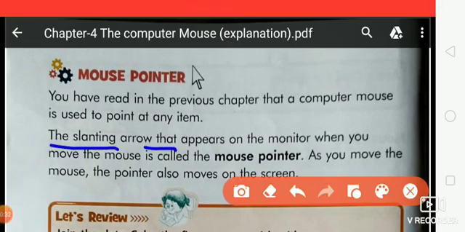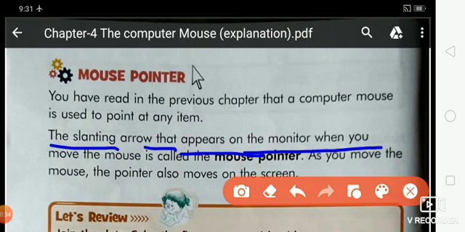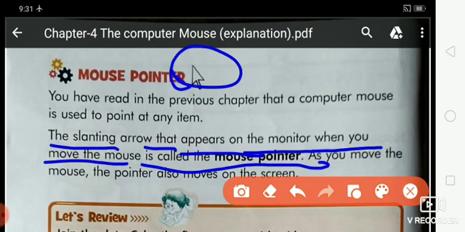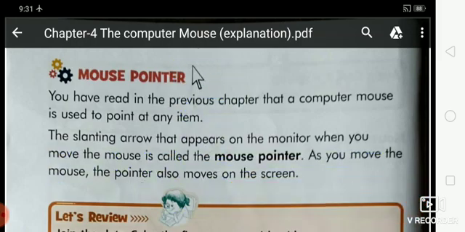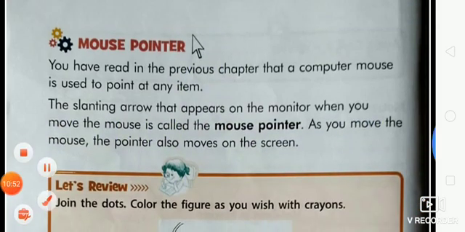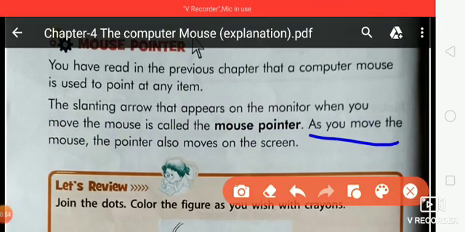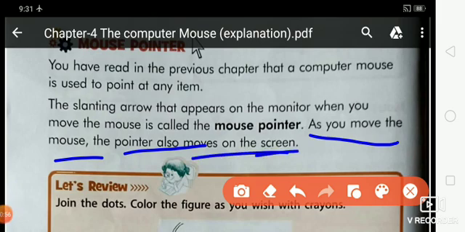The slanting arrow that appears on the monitor when you move the mouse is called the mouse pointer. Okay, so this slanting arrow that you can see on the monitor screen is called the mouse pointer. As you move the mouse, the pointer also moves on the screen.